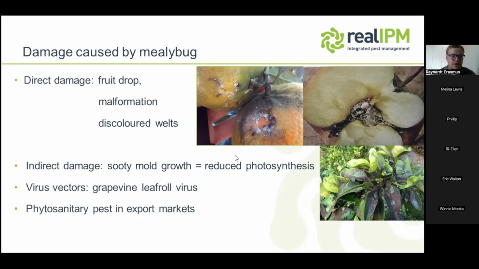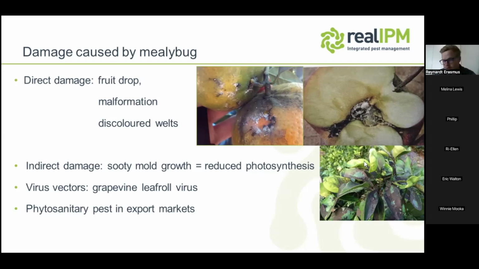Then when it comes to the indirect damage, this is associated with the sooty mold growth that is largely associated with mealybug infestations. As I mentioned, they feed on the plant sap. The plant sap contains high concentrations of sugars, but very low concentrations of protein. So for mealybug to take in adequate amounts of protein, they need to take in large amounts of this high sugary sap, and the excess sugars are then excreted in the form of honeydew.